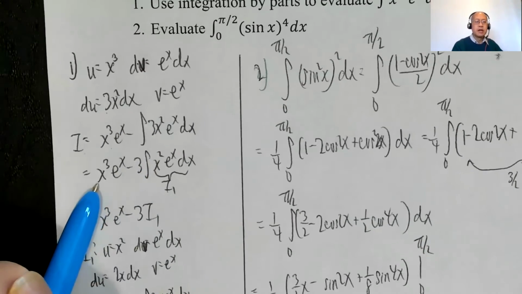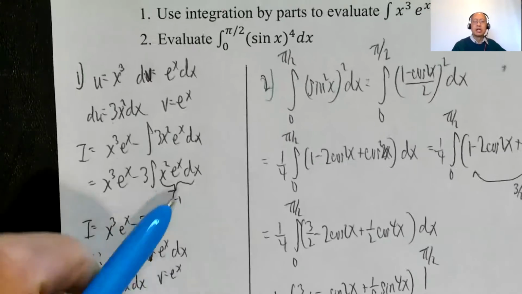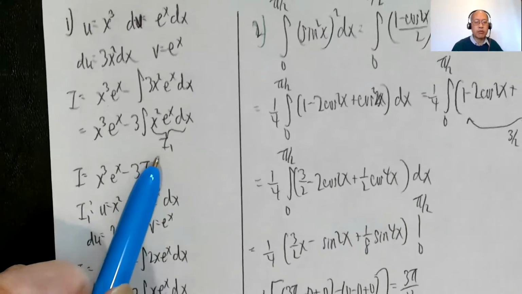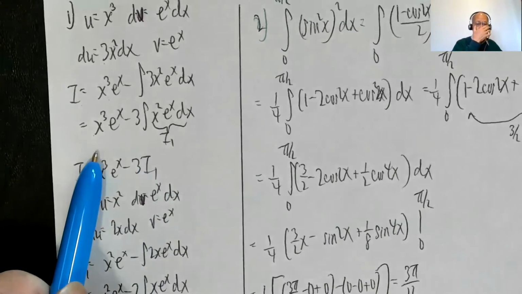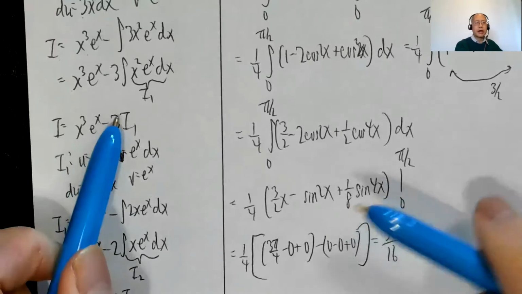Factor out the 3. So x cubed e to the x minus 3 times the integral of x squared e to the x dx. So I started off with x cubed e to the x, I now have x squared e to the x, which I'm going to call I1. So my original I is now x cubed e to the x minus 3 I1. So I integrate by parts on I1.